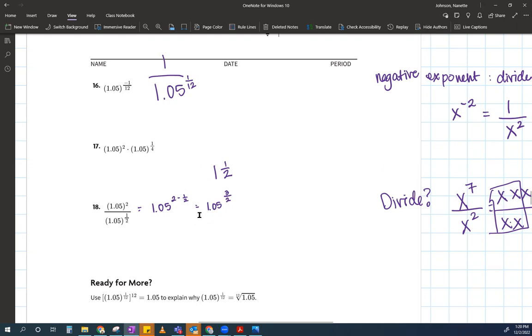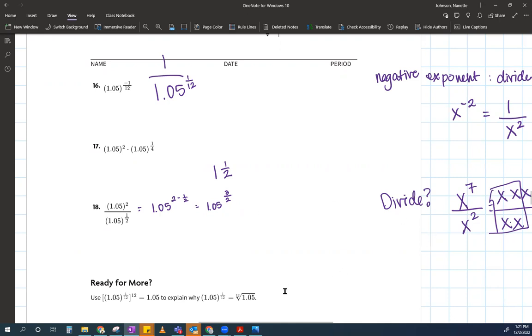So what is this for, Miss Johnson? What would you use this for? Well, you take it back to the context of 1.5. How much interest is this going to be if the number up here was 1.5? Yeah, 1.5 years, which is 1 year and 6 months. Very good.